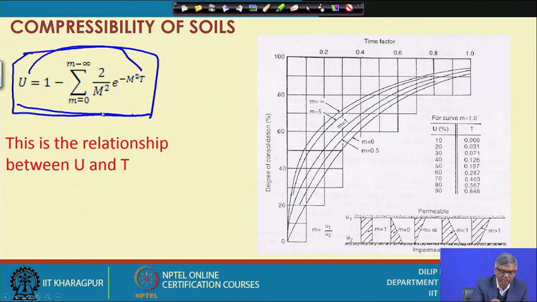I showed this expression in the previous lecture, which is the relationship between U and T. Those m and other things are parameters defined there. In this there is a small m, which ranges from 0 to infinity, and for developing this one-dimensional consolidation solution we assume m equal to 1. And what is m actually? Now, I can show you schematically here.